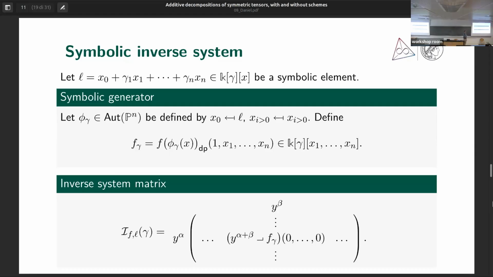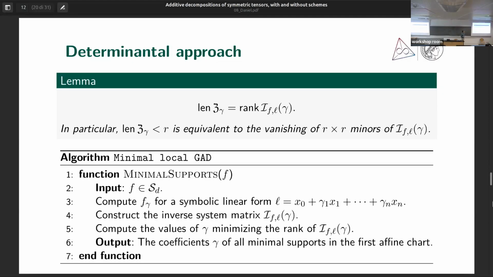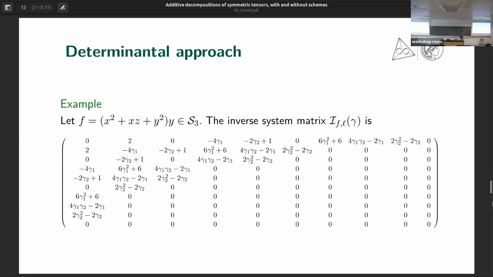So we construct symbolically this inverse system. I'm late with the time, so I will be fast with this construction, but you can ask questions here or later. So we construct symbolically this FL by starting from a symbolic linear form L. We stack all the possible contractions into a matrix. We call this matrix the inverse system matrix. And basically, the easy lemma is that the length of this decomposition equals the rank of this matrix. So minimizing the length, so minimizing the decomposition, is exactly the same as minimizing the rank of a symbolic matrix.